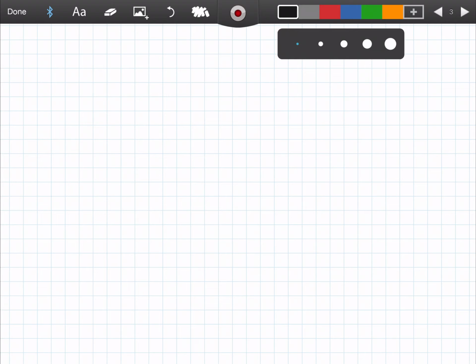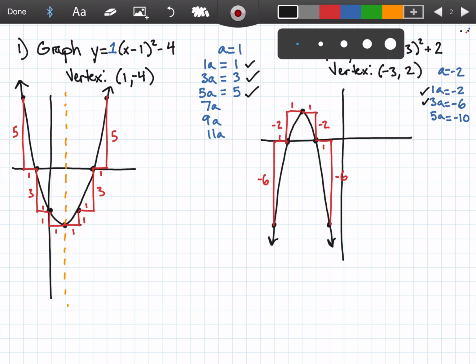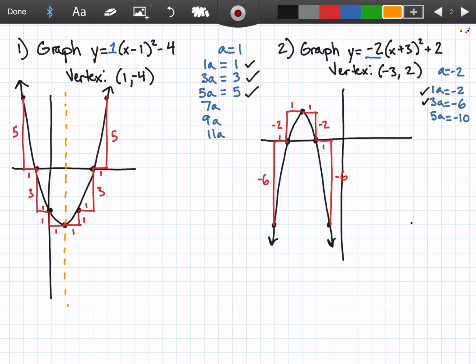So let's talk about the different forms of how we pick out our vertex. What I'm hoping you were maybe starting to notice, and if you didn't, I want you to start looking at it right now, is this: look at this equation and my vertex. Equation, vertex. How did I get the vertex from that equation?